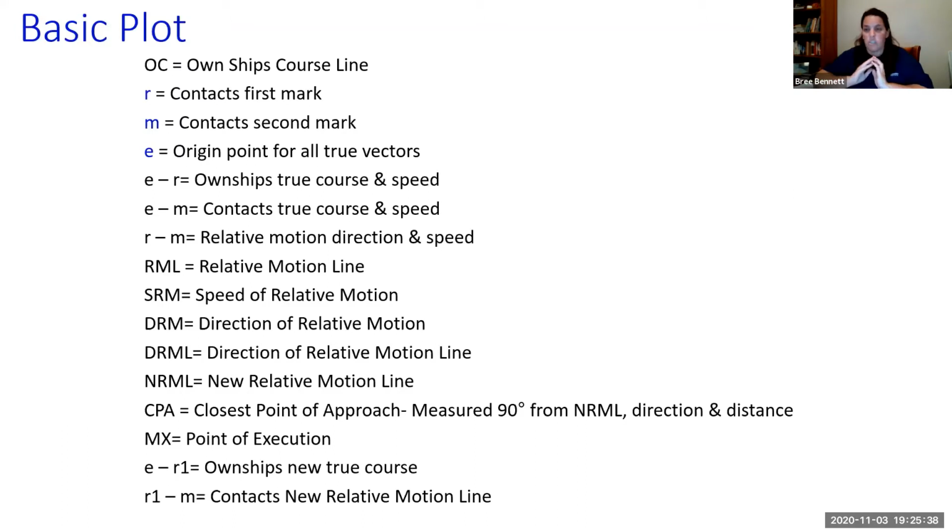So this week, we're just focusing on that relative motion line, then finishing the triangle to figure out what the other contact's true course and speed is. So then we could figure out: are we the burdened vessel? Are we the give-way vessel?